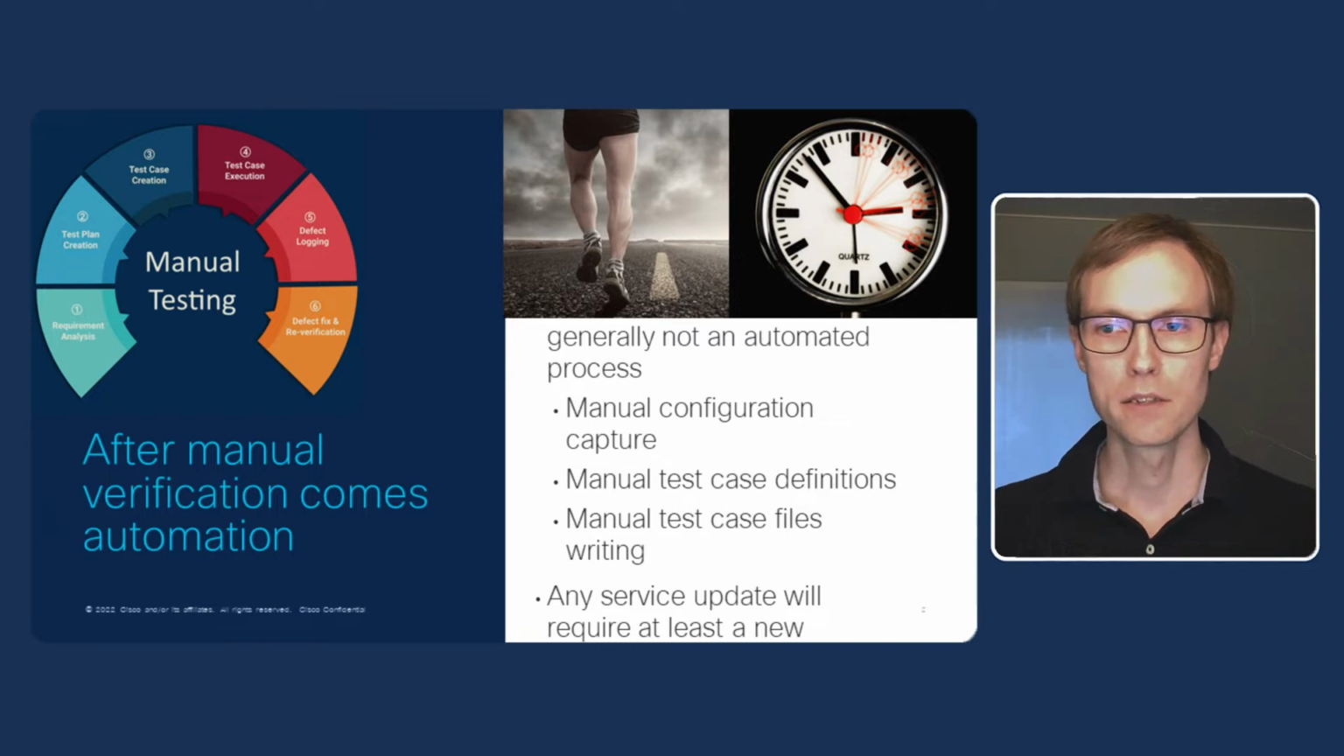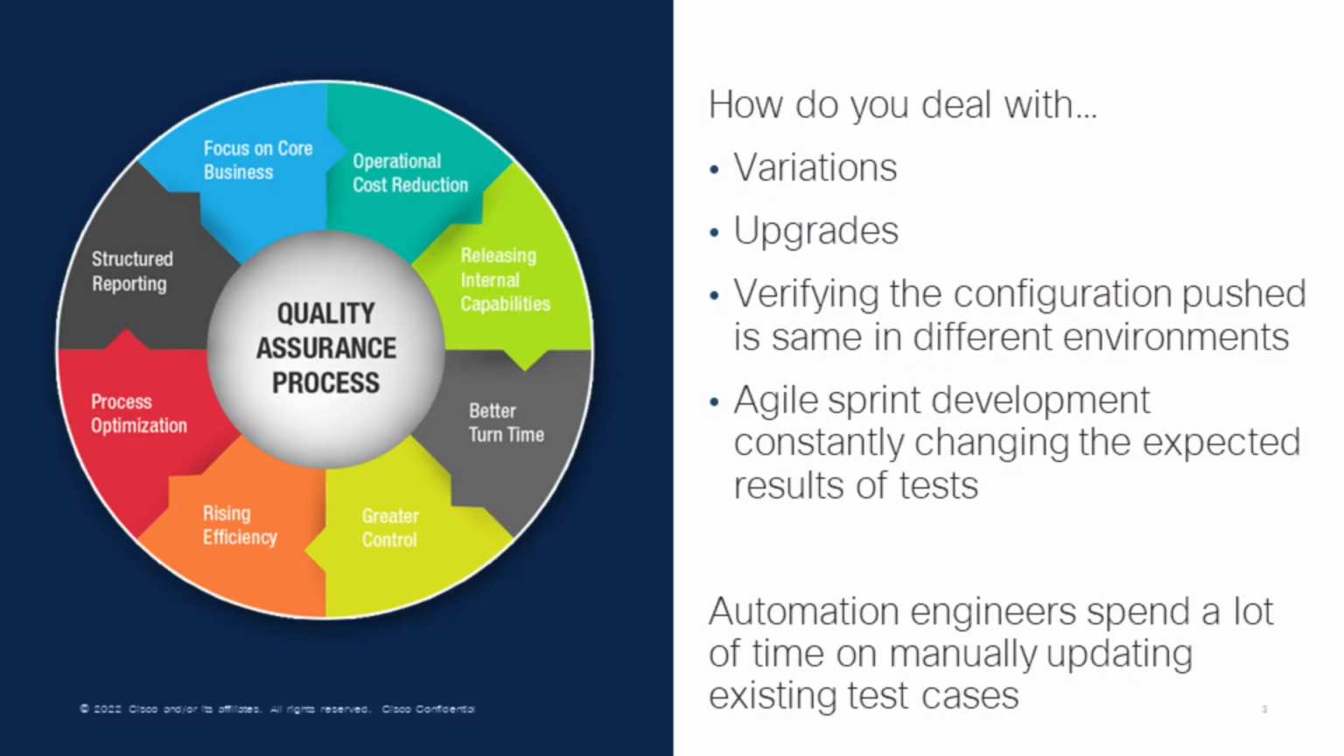Any service update will require at least a new configuration capture, if not a rewrite of the actual test case itself. So how do you actually deal with the variations during a project? How do you deal with upgrades? How do you verify that the configuration is pushed the same in different environments? And how do you deal with the agile sprint development methodology changing the expected results of your tests? This means that automation engineers spend a lot of time manually creating and updating existing test cases.